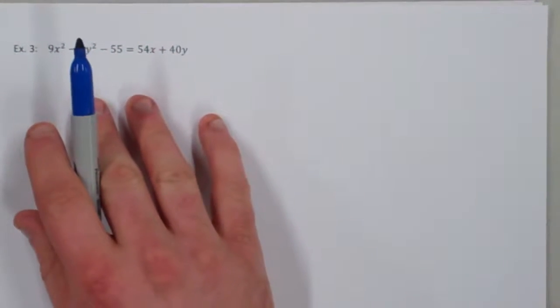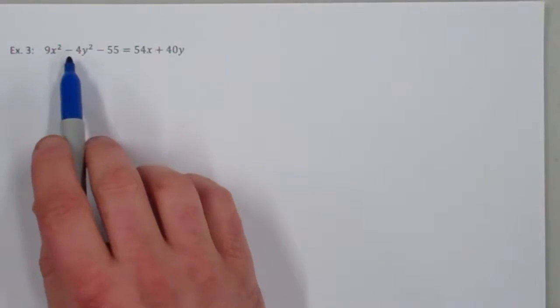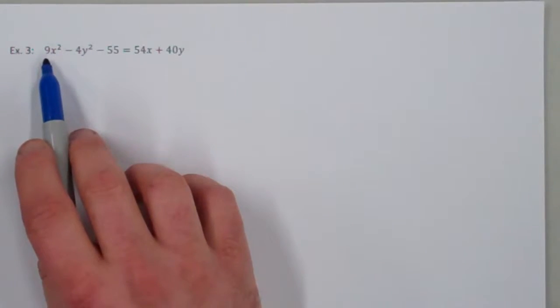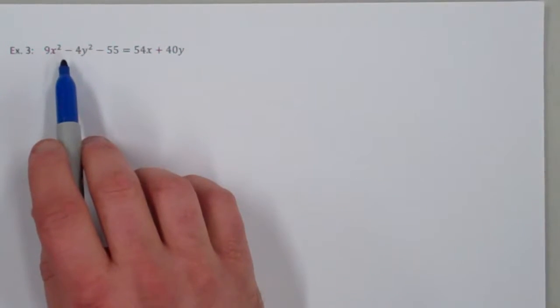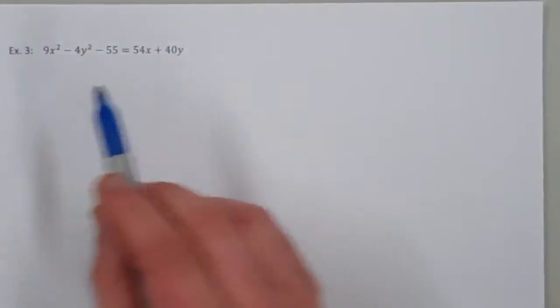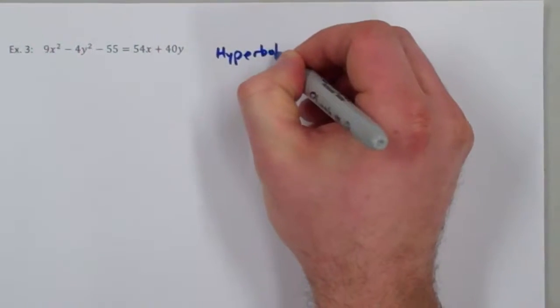And I'm also noticing, if I look at the coefficients of the terms that are being squared, we have a positive 9 here and a negative 4. Whenever those signs are different like that, this is definitely going to be a hyperbola. So we'll just write that down right now.